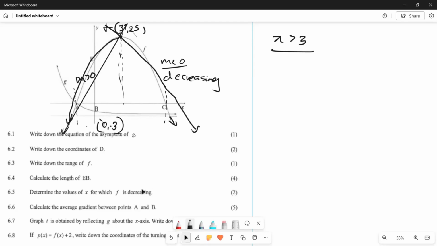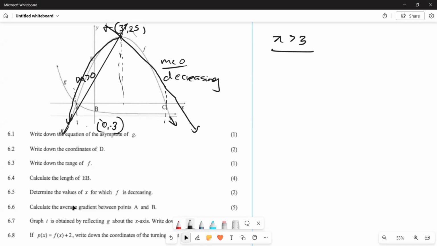Then now let's continue. They say calculate the average gradient for point A and B. Now, for you to calculate the average gradient for point A and point B, it is important that we firstly find out this particular point A. So we are going to start by looking for our point A. If you look at our point A, there are a lot of things that you can do to find it.